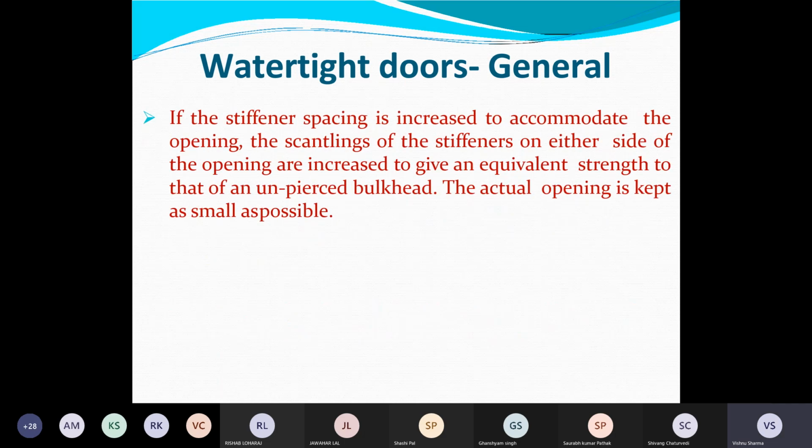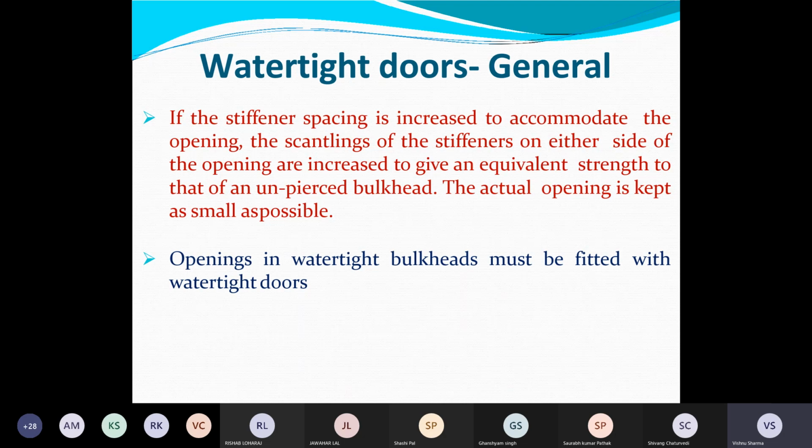Sometimes you want to avoid cutting the stiffeners, so what do you do? Where the door has to come, there you increase the spacing of the stiffeners. Now, if you have increased the spacing of the stiffeners rather than cutting it, then obviously you will have to again compensate for that compromise on strength because of the increased spacing.